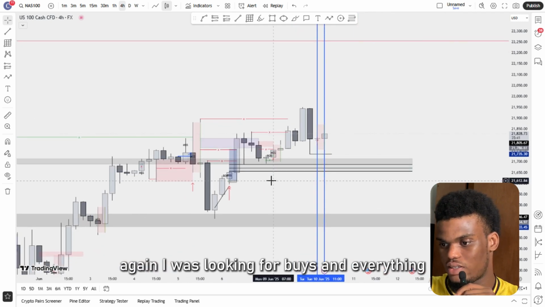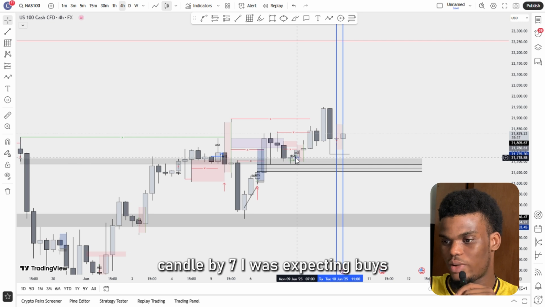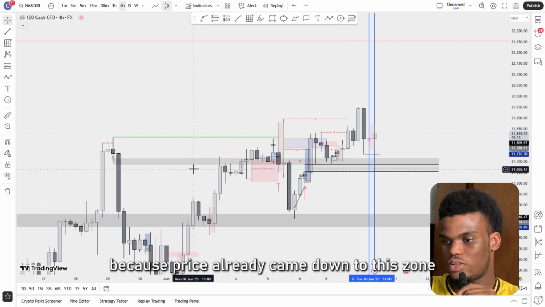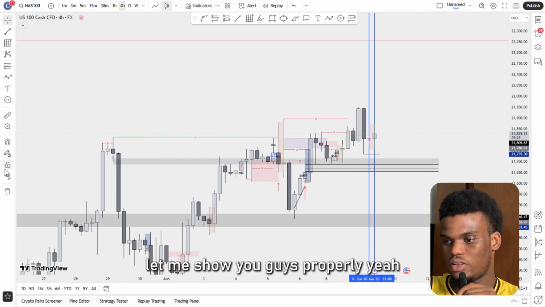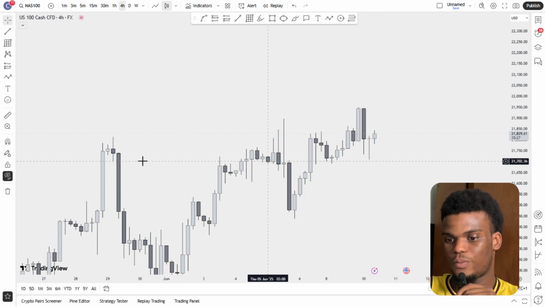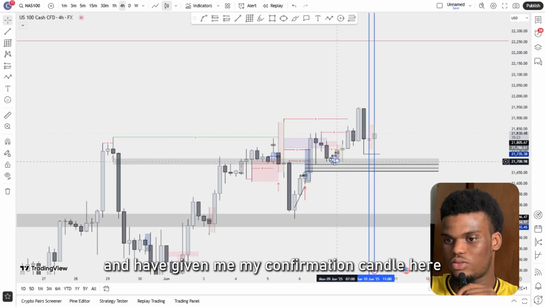Again, I was looking for buys and everything, and this was yesterday. I was expecting buys because price already came down to this zone that I marked out right here. Okay, let me show you guys properly. Yeah, this zone right here. Price already came back down there and gave me my confirmation candle here.